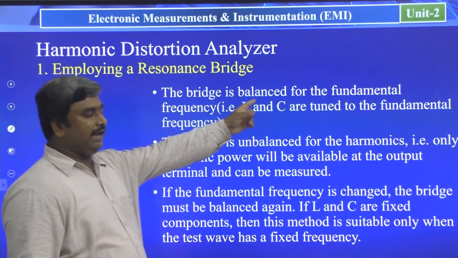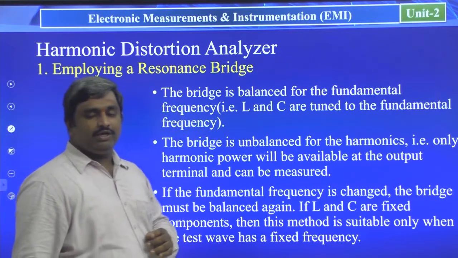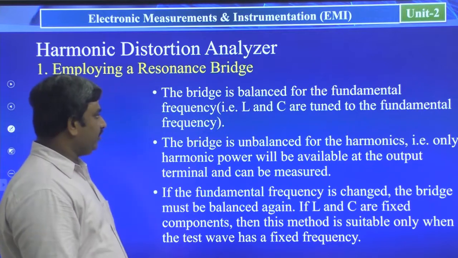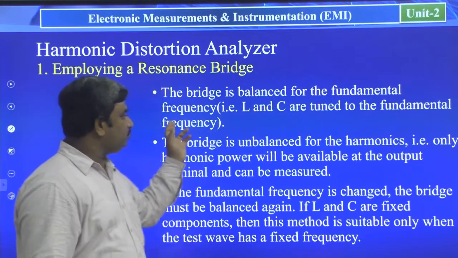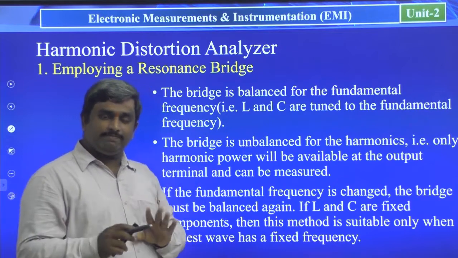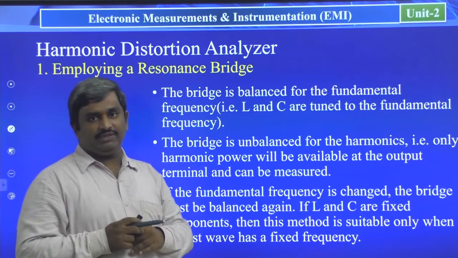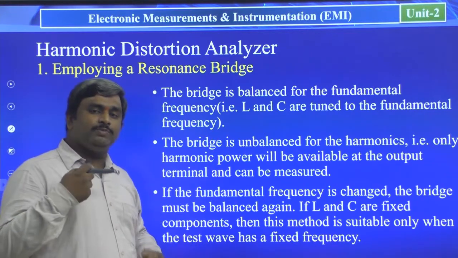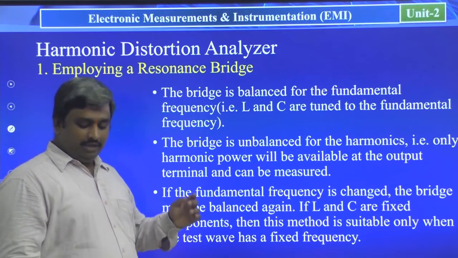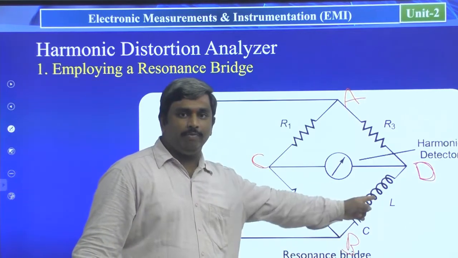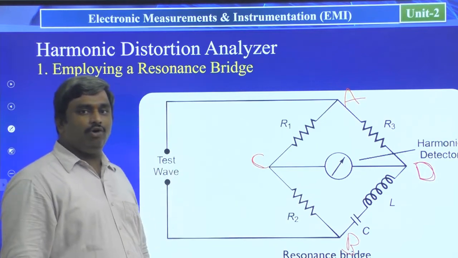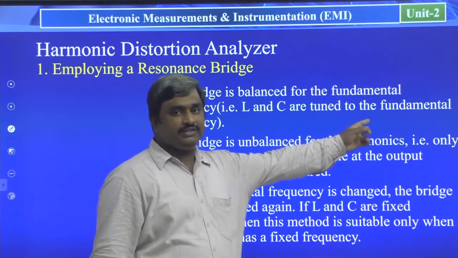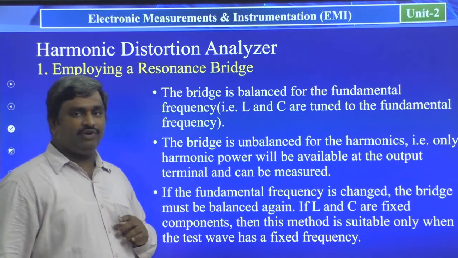The bridge is balanced for the fundamental frequency. Just now we have seen, the bridge is balanced at the fundamental frequency. That is, L and C are tuned to the fundamental frequency. But how is this bridge tuned to the fundamental frequency? In the fourth arm, we have L and C components. With the L and C components, we are tuning to the fundamental frequency.